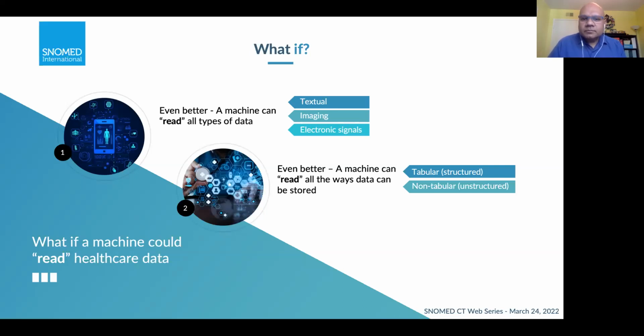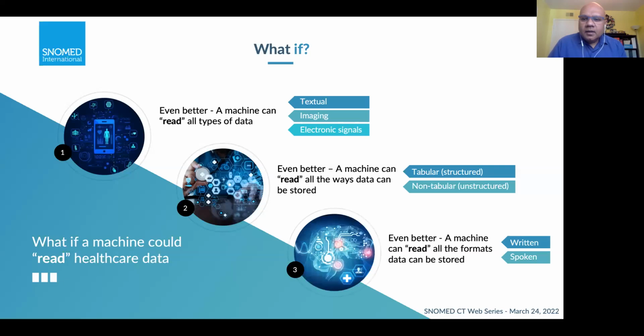Also, data can be formatted differently. It can be structured or unstructured. As we know, doctors' notes are unstructured, whereas daily charts are structured. Can they do it in different ways? Because it can be stored in different formats. I mean, written, spoken, video, audio, all that stuff, right?